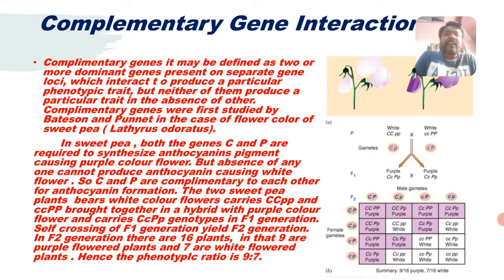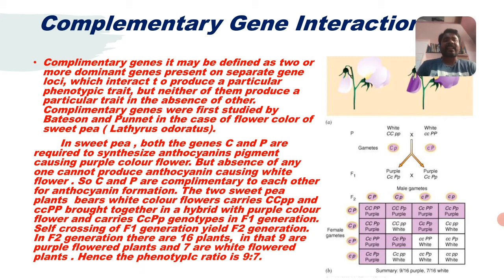Try to understand here. Complementary genes may be defined as two or more dominant genes present on separate gene loci, which interact to produce a particular phenotypic trait, but neither of them produces that trait in the absence of the other. If one of these two dominant genes is absent, neither of them produces the particular character.